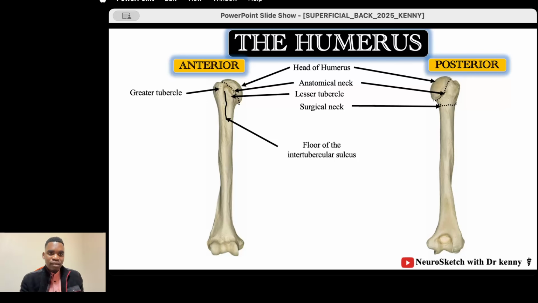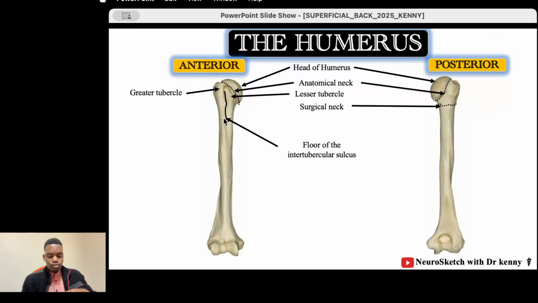You can appreciate that the intertubercular groove, the intertubercular sulcus, extends beyond the limits of the greater and lesser tubercles. You see, these are the greater and lesser tubercles, but it extends beyond their limits. It extends all the way downstairs here.